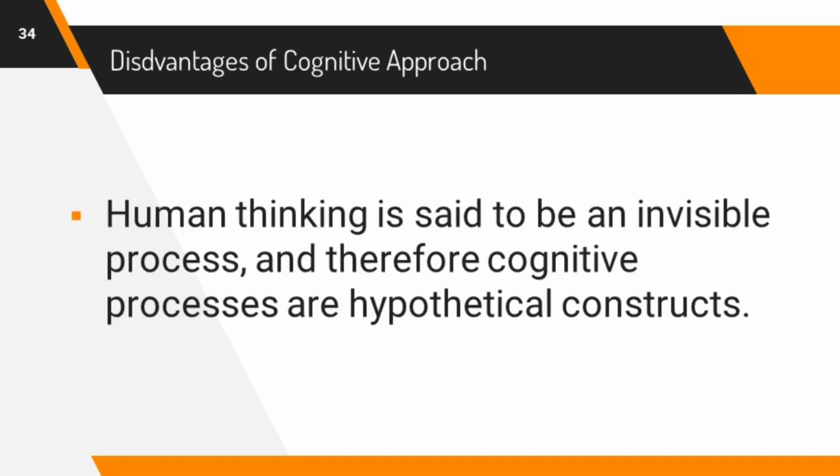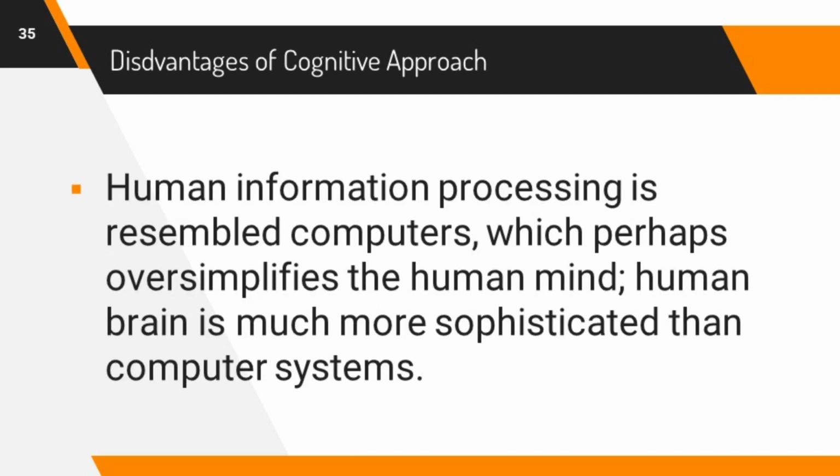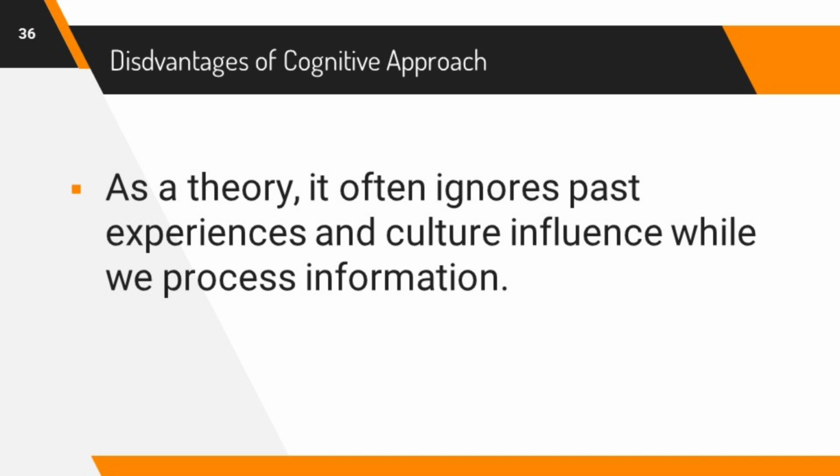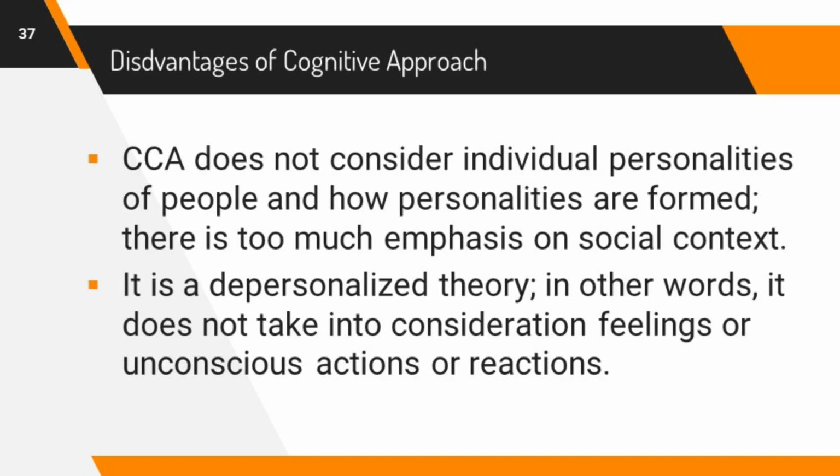And human thinking is said to be an invisible process, and therefore cognitive processes are hypothetical constructs. Human information processing is likened to computers, which perhaps oversimplifies the human mind. The human brain is much more sophisticated than computer systems. As a theory, it often ignores past experiences and cultural influence while we process information. CCA, or cognitive code approach, does not consider individual personalities of people and how personalities are formed.